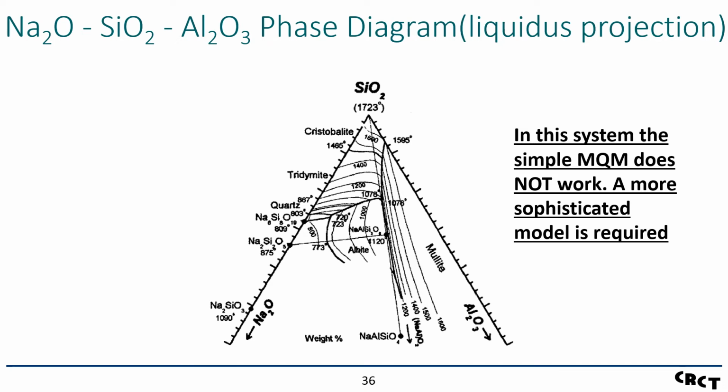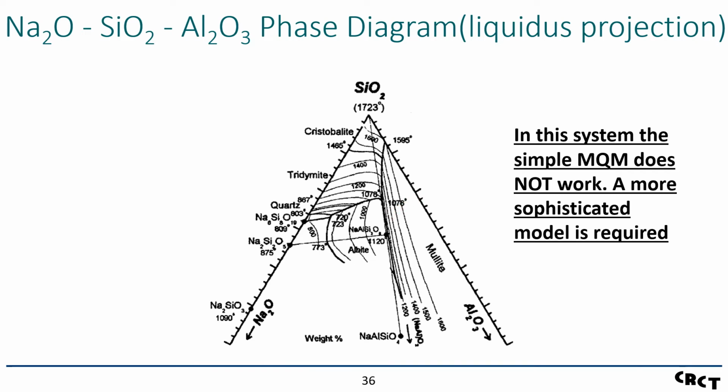In this system, the modified quasi-chemical model doesn't work. If you look at this, here you have a line going from silica through albite down to, at the base, NaAlO2. On the left-hand side, you've got a pretty normal-looking phase diagram. But on the right-hand side, look at this, the mullite liquidus. These are hundreds of degrees. This liquidus descends almost vertically like a cliff.